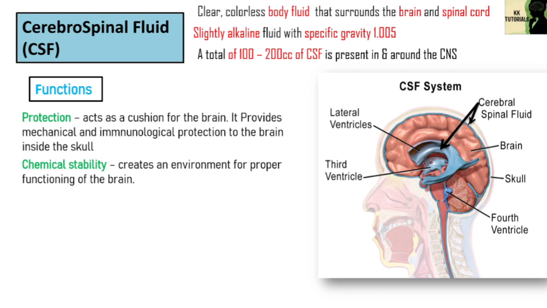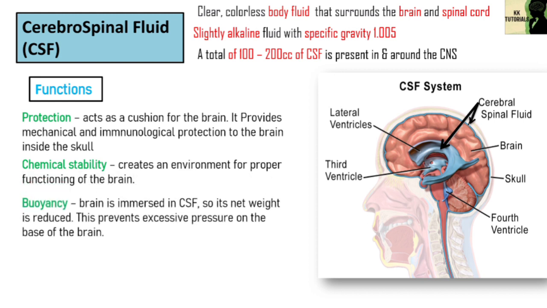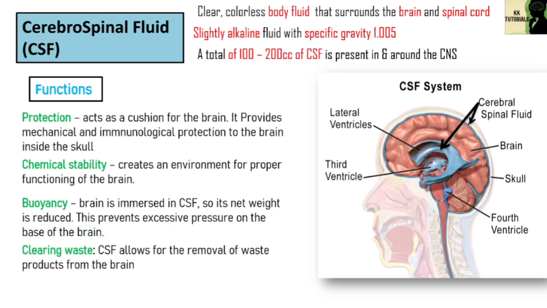The actual mass of the human brain is about 1400 to 1500 grams. However, the net weight of the brain suspended in CSF is equivalent to a mass of 25 to 50 grams. This prevents excessive pressure on the base of the brain. CSF allows for the removal of waste products from the brain. Metabolic waste products diffuse rapidly into CSF and are removed into the bloodstream as CSF is absorbed.